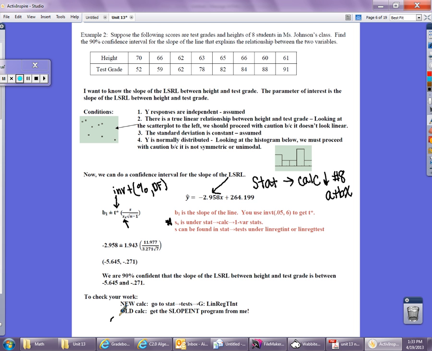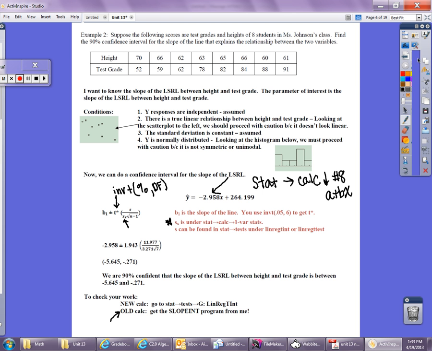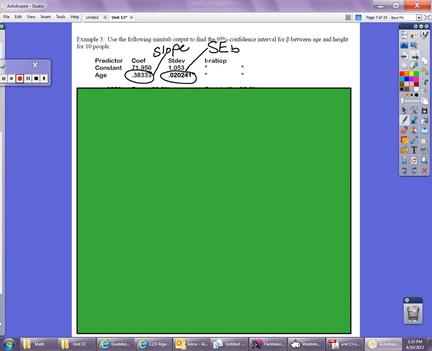Now, if you have an old calculator, we gave you a program for slope intervals, so you'll want to use that. If you have the new calculator, to do an interval there is an option LinRegTInt that you can do these on. Okay, we then from there went on to talk about Minitab.